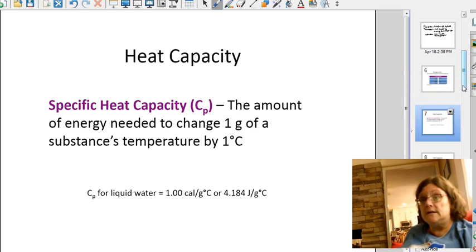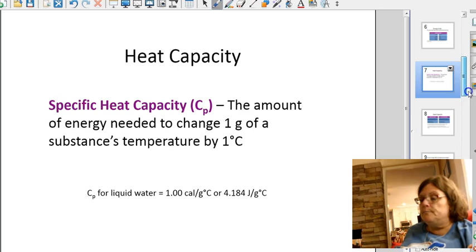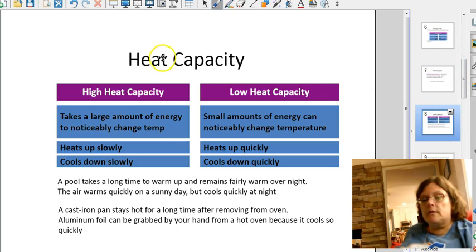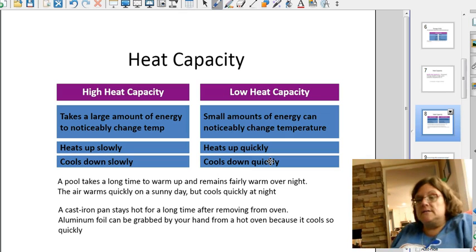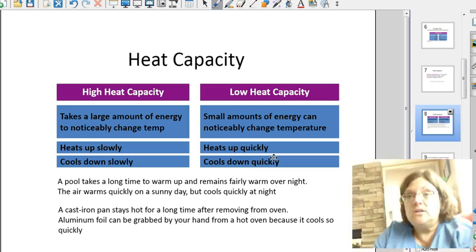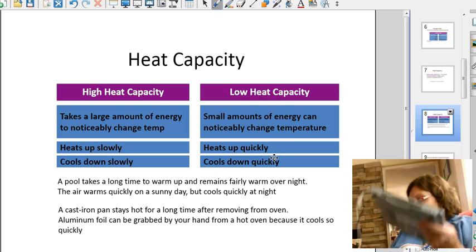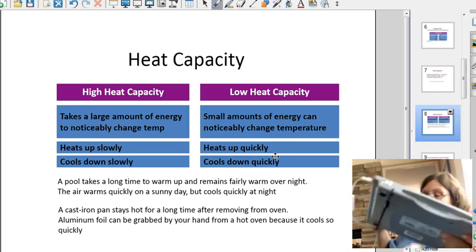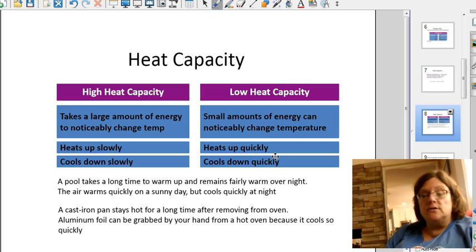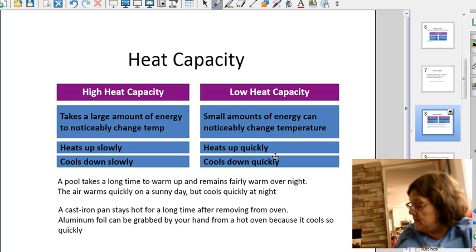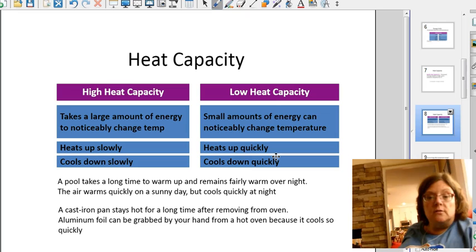Metals are a great example of different heat capacities. A high heat capacity means it's going to take a lot of energy to change, so it's going to heat up slowly and cool down slowly. A low heat capacity means that it will change very, very quickly. You'll notice the heat capacity of water is 4.18, which is the same as the definition of 1 calorie.